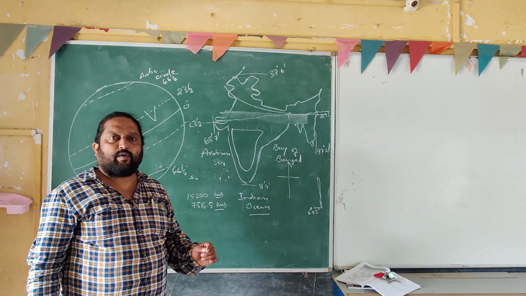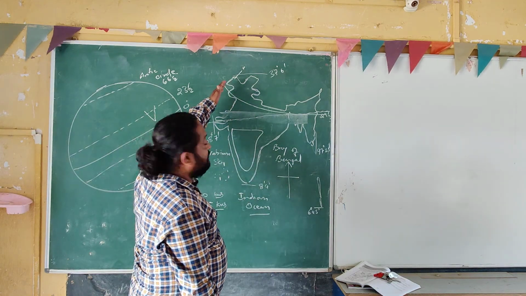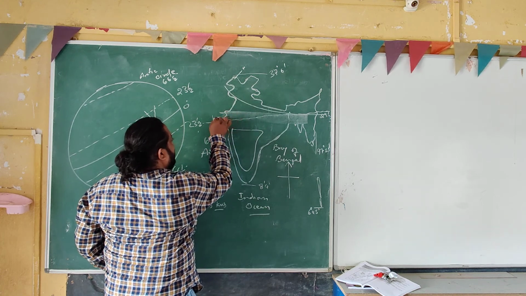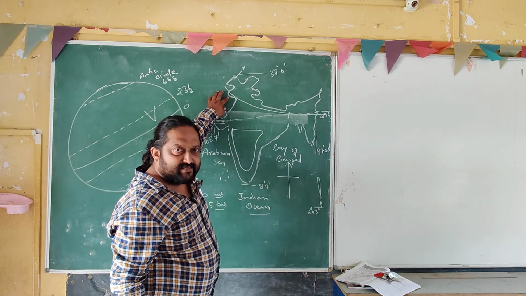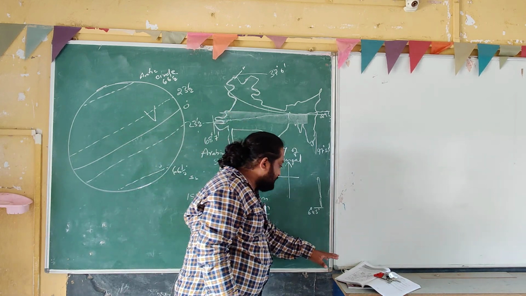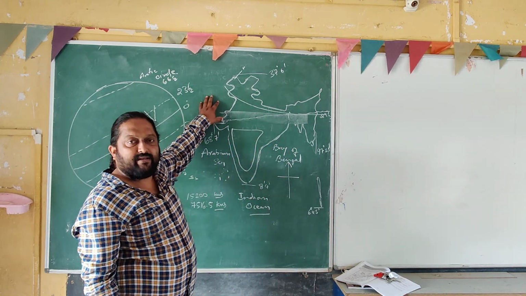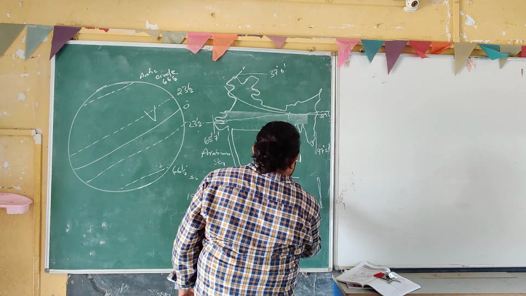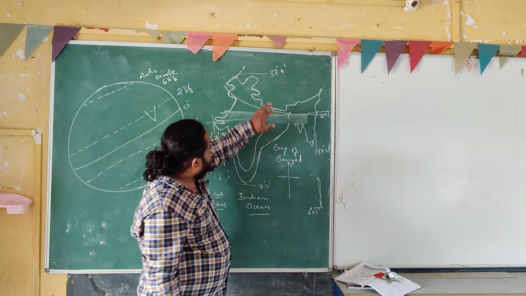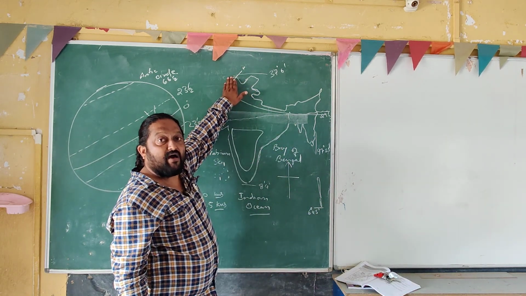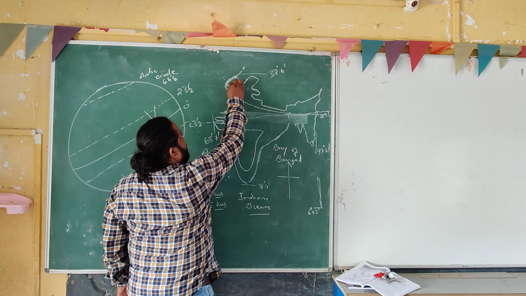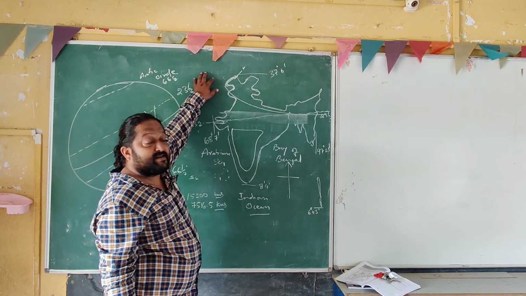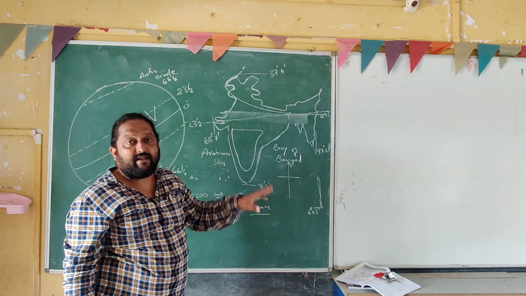Something which is important, I am going to tell you that the borderline of India and Pakistan is called the Radcliffe Line. It is named after independence. And second thing, there is the Durand Line, which is the separation of India and Afghanistan, somewhere here. It is called the Durand Line, which separates India and Afghanistan, and the Radcliffe Line separates India and Pakistan.